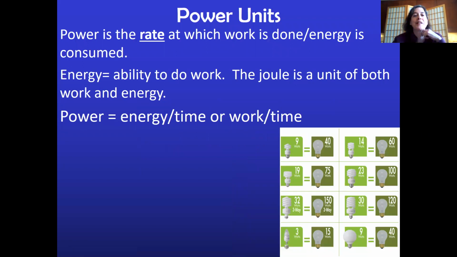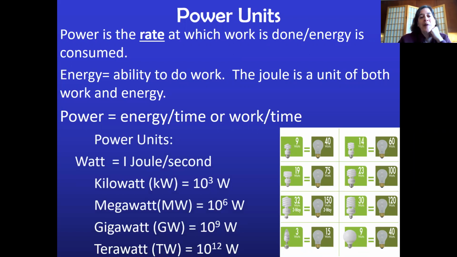This is like basic physics 1 stuff, and energy by comparison is the ability to do work. So the joule is a unit of both work and energy. Power is defined as the rate that it's being done, so it's energy per time, otherwise known as work per time.